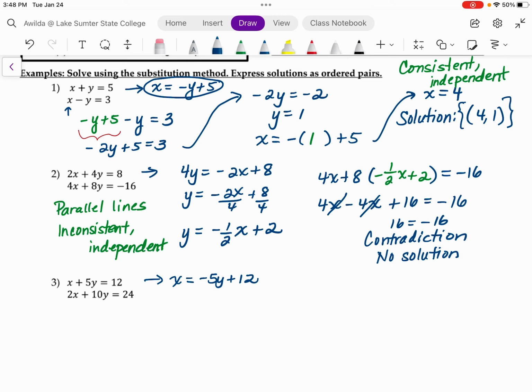In the second equation, that is what we're going to substitute for x. 2 times what x represents plus 10 times y is equal to 24. x represents the quantity negative 5y plus 12. Here we have an equation with a single variable, in this case y. Now let's clean this up a bit. First we'll distribute on the left.